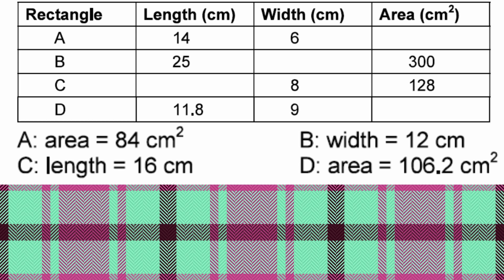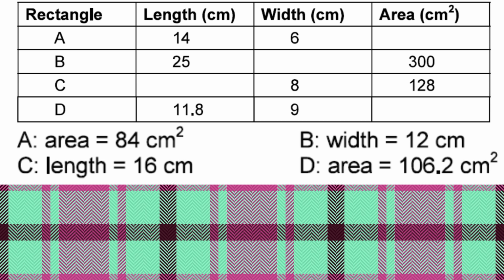For C, you are given the width and the area. So in this case, you have to take the area and divide it by the width. So 128 centimeters squared divided by 8 centimeters. When you do that, you will determine that the length is 16 centimeters.